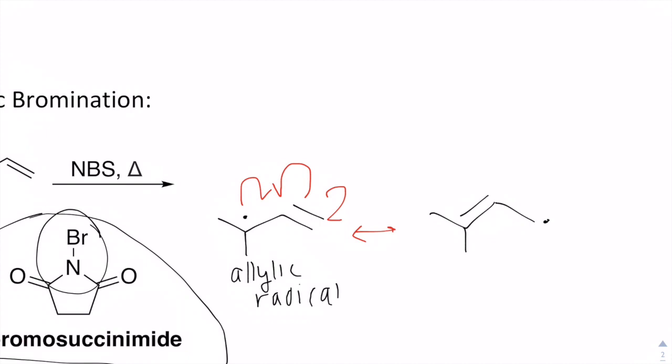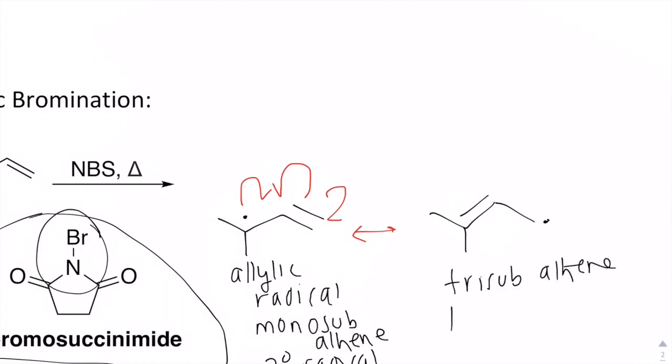In this first structure, we had a monosubstituted alkene, and we also noted that we had a tertiary radical. Over here, we have a tri-substituted alkene, but we have a primary radical. So it looks like we have conflicting information. We have this monosubstituted alkene, which is less stable than a tri-substituted alkene, and then we have a tertiary radical, which is more stable than a primary radical. So which one wins? It's always alkene stability that wins in this argument.